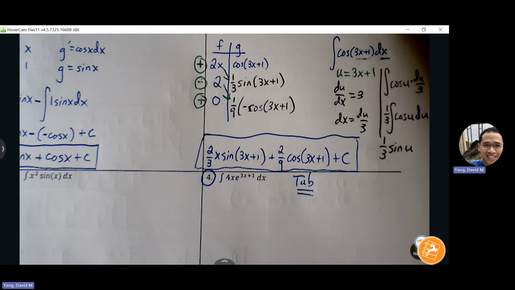After 4, we're going to try 6 and then go back to number 5. I want us to do number 6 first, because number 5 is definite integrals, and we can do the definite integral after we get comfortable with natural log.